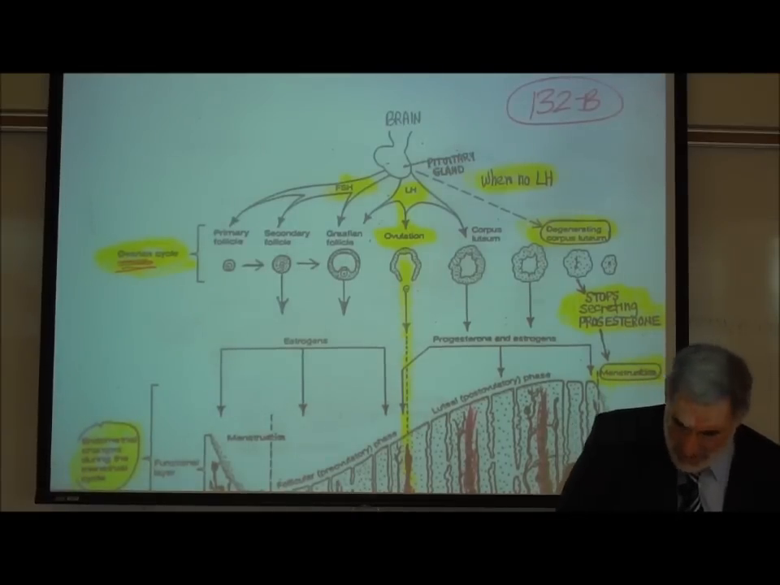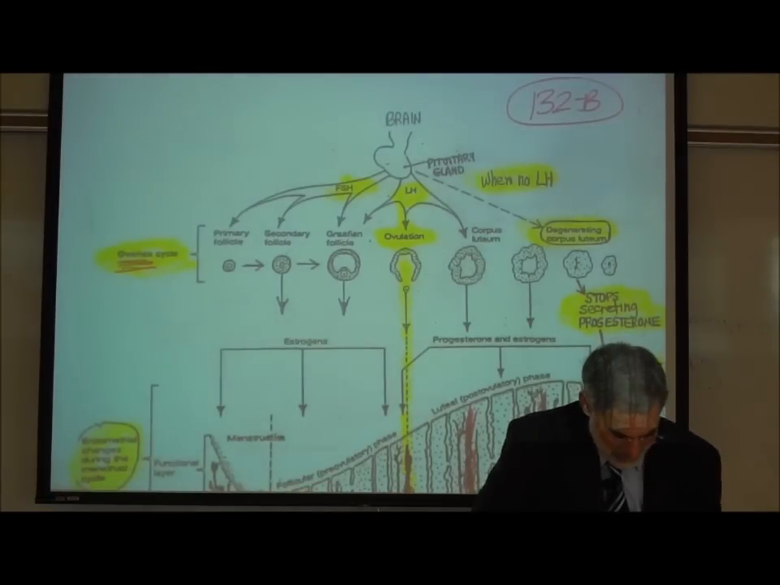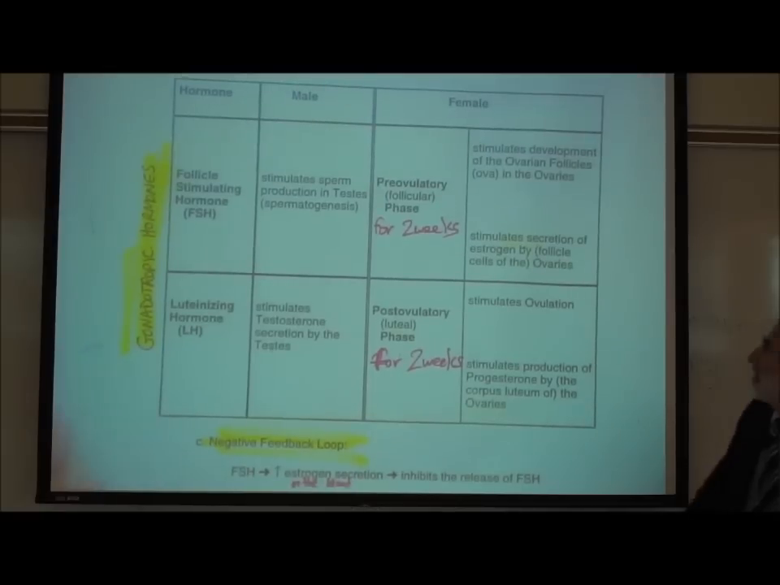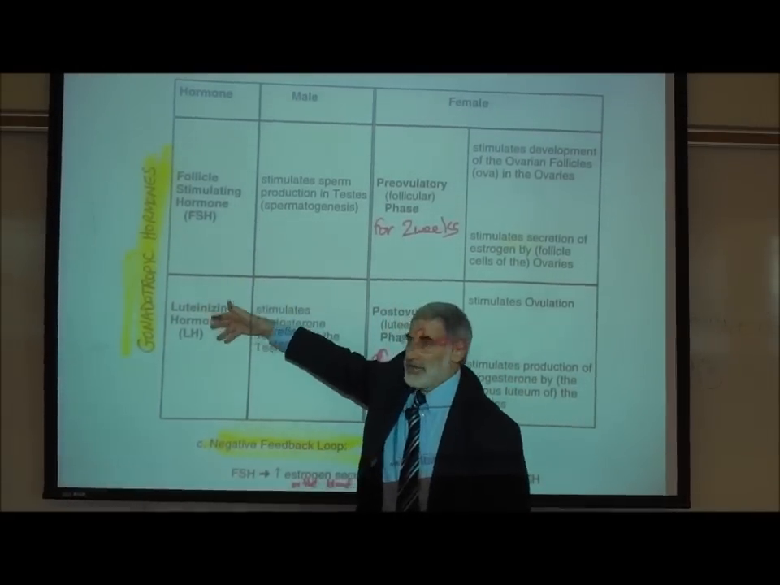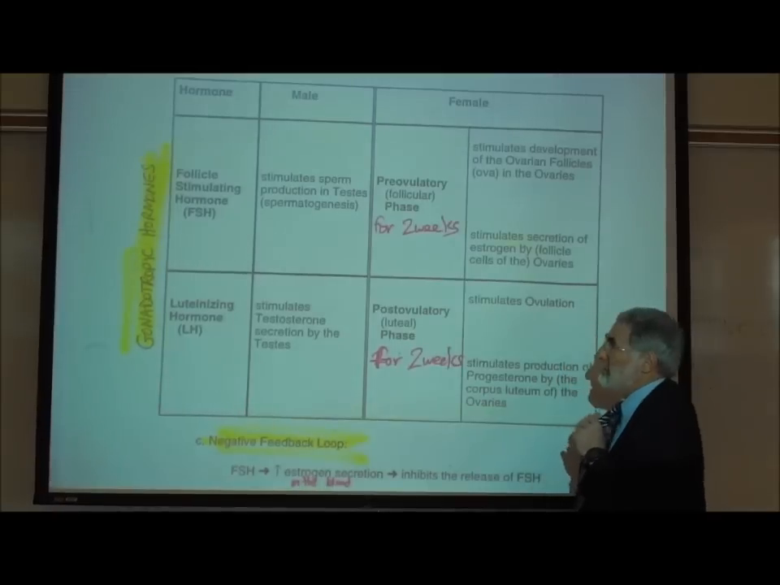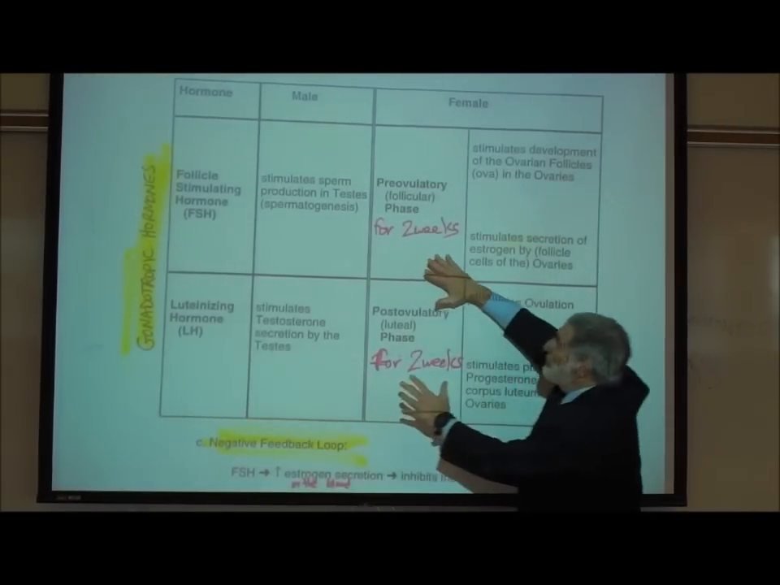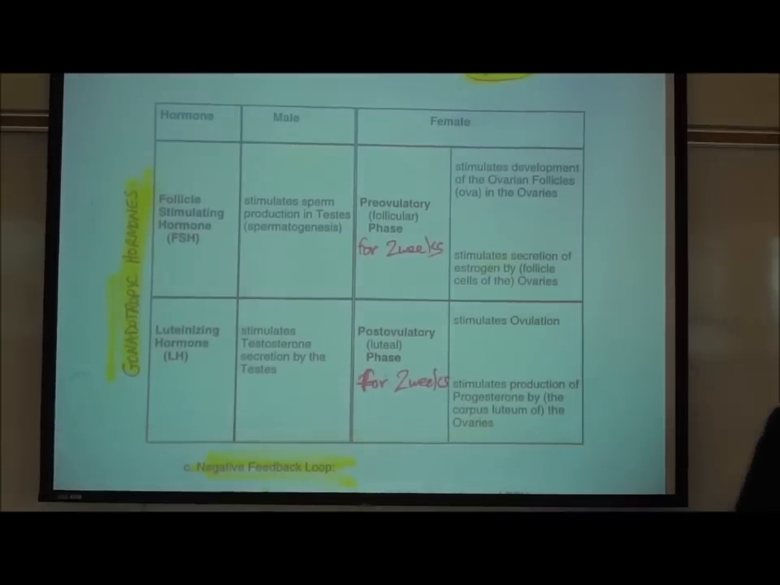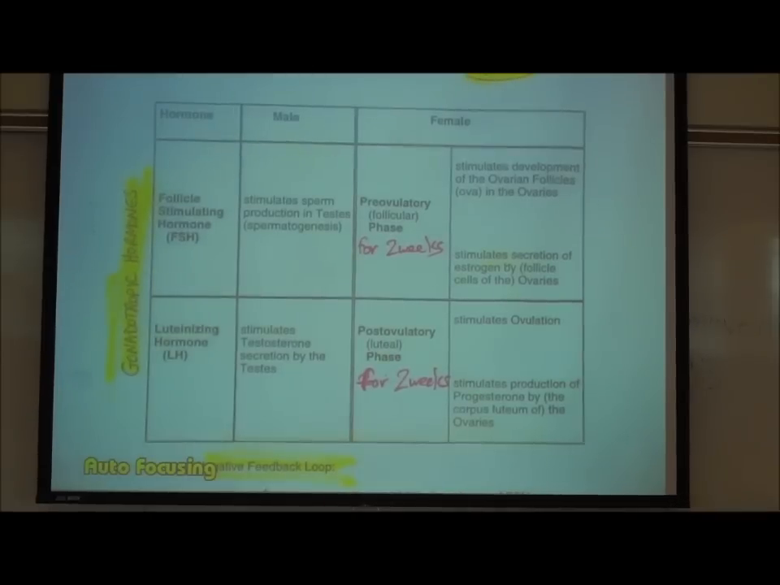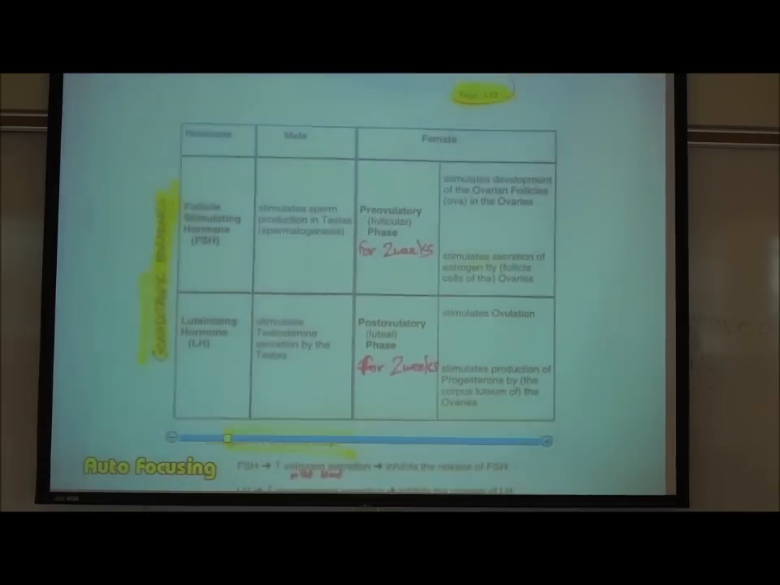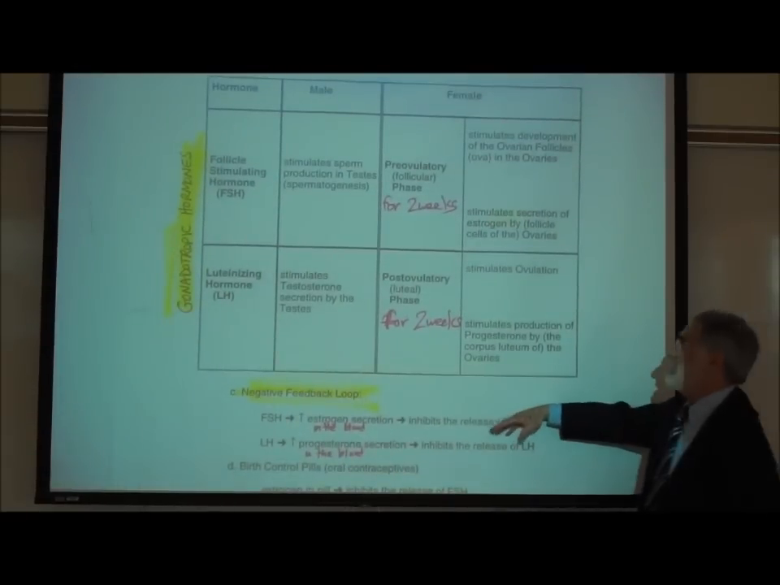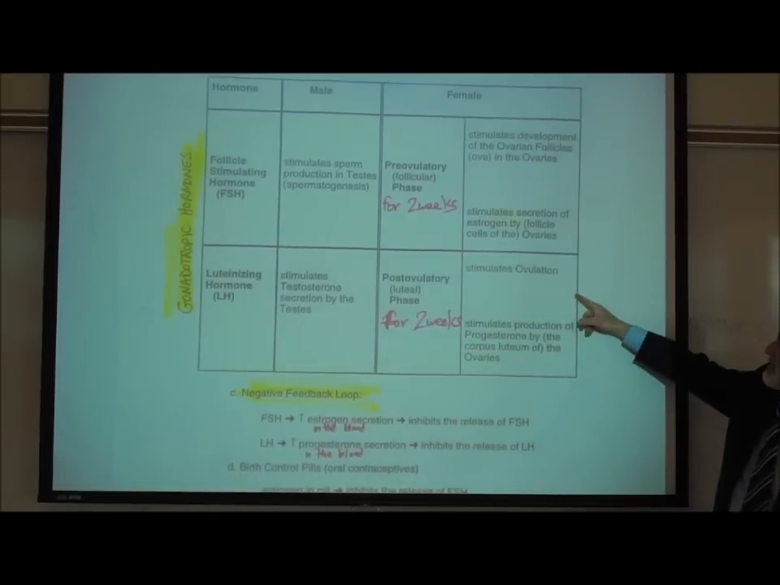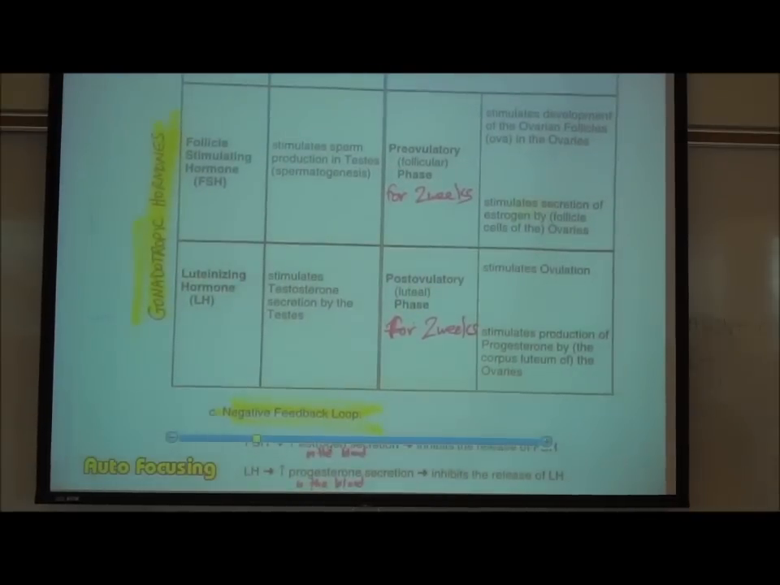So let's summarize what we've just said by looking at a chart on page 133. Here it says gonadotropic hormones, FSH and LH, the two hormones that affect the reproductive organs. Here I've listed what they do in males. We'll address that after. But what do they do in females? FSH is released during the first 2 weeks, called the pre-ovulatory phase. It stimulates the development of ovarian follicles in the ovaries, and it stimulates the secretion of estrogen by the follicle cells of the ovaries. LH is secreted during the post-ovulatory phase. It stimulates ovulation, and it stimulates the production of progesterone and estrogen by the corpus luteum in the ovaries.